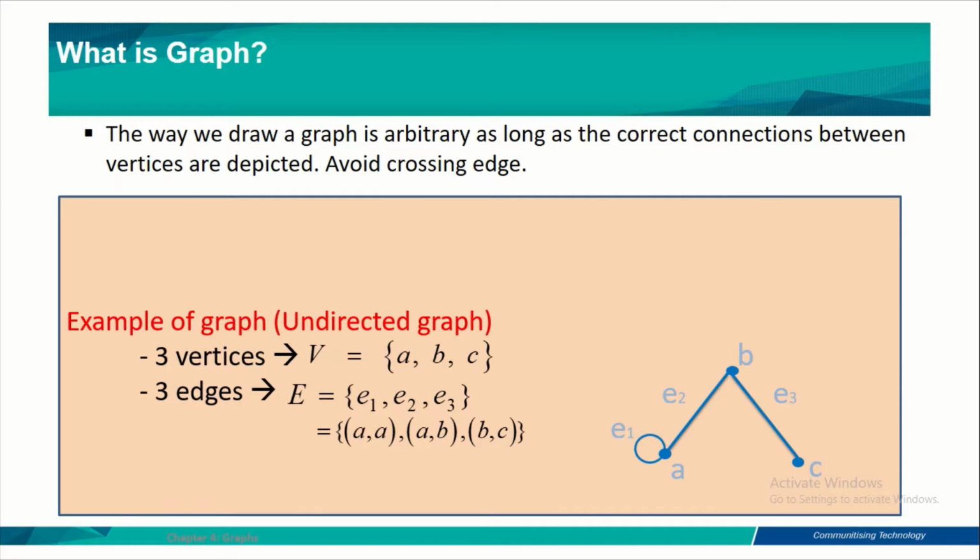We see that E1 is called a loop, which means that the edge connects the same vertex. It means that point A is connected with point A also. So the same vertex is called a loop. So this is how we write our set of edges: E equal to {AA, AB, BC}.